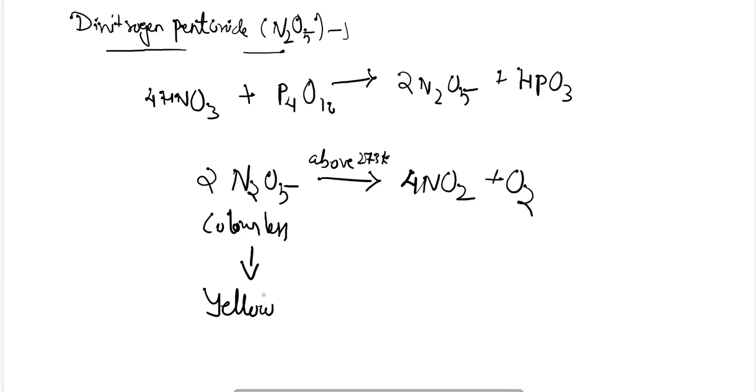In the next class we will discuss nitric acid, and also we will start the discussion of the compounds of phosphorus. So for today's class we are ending here. In the next class we will continue the further part of the chapter.